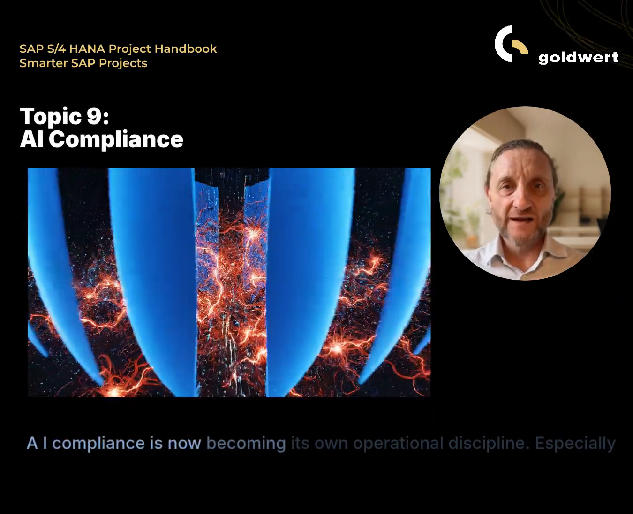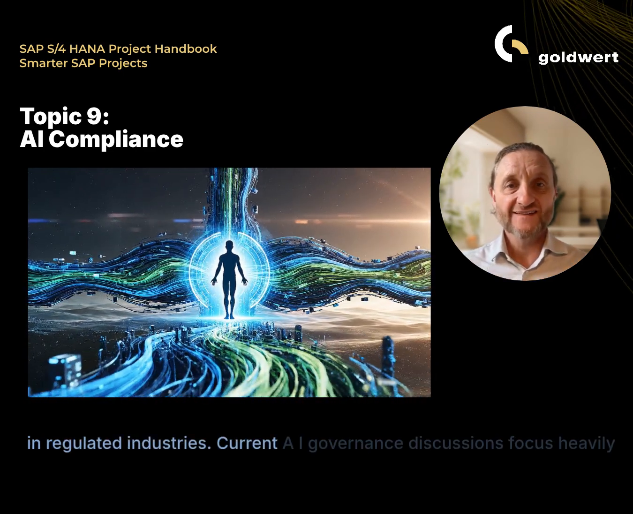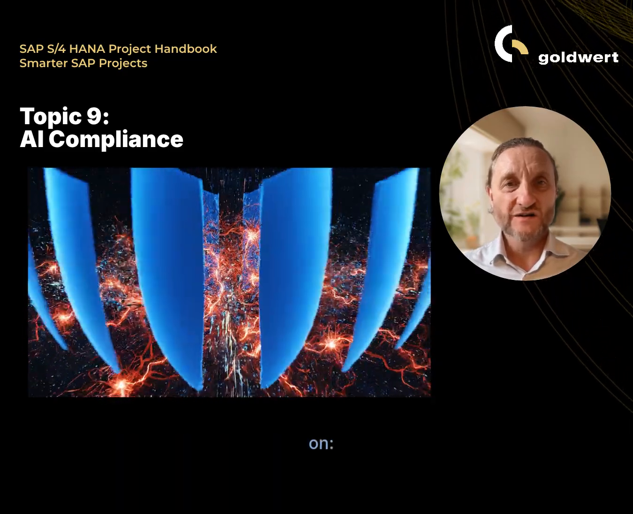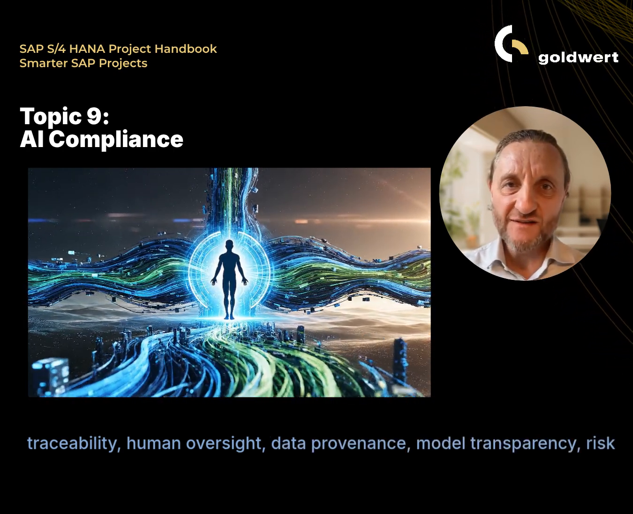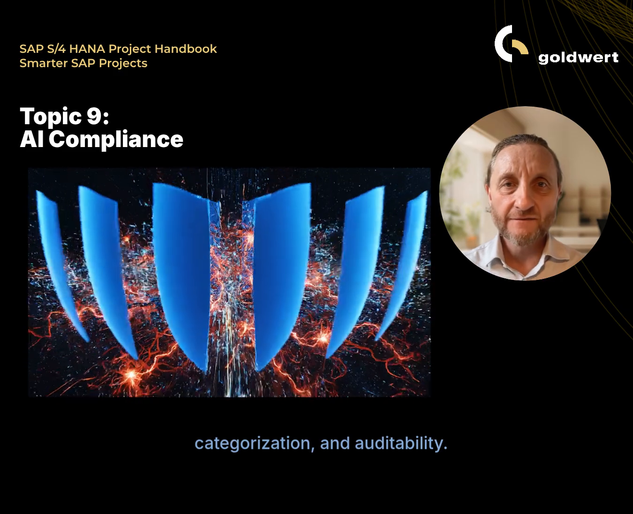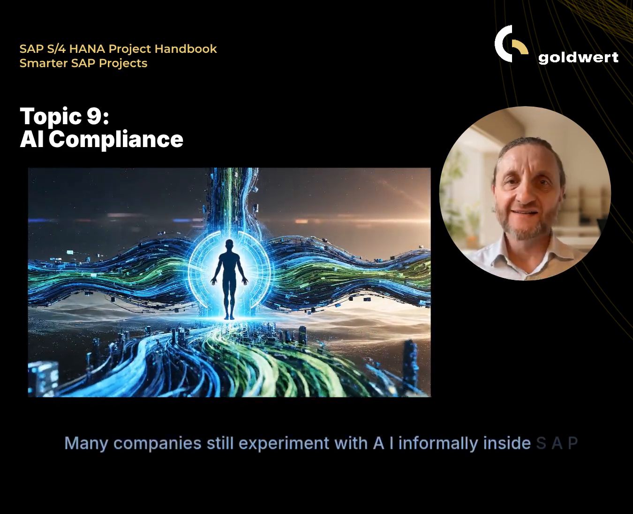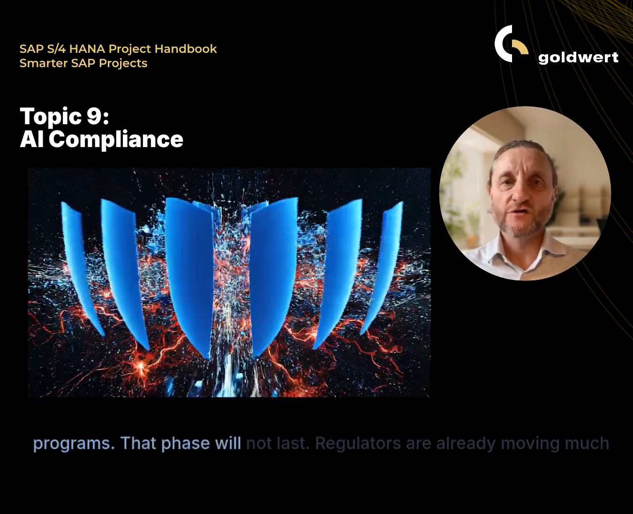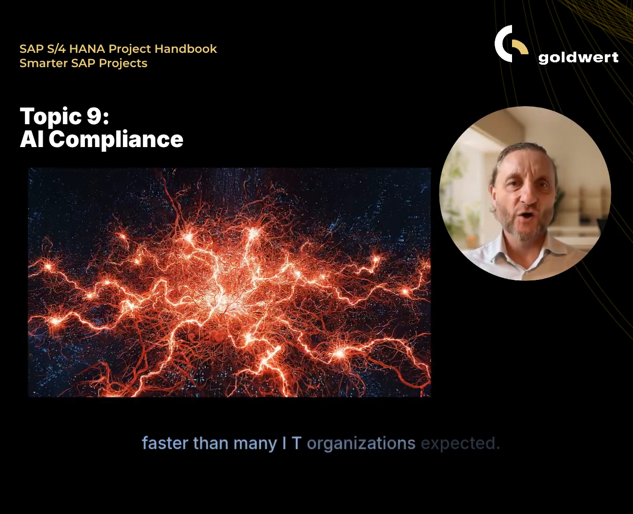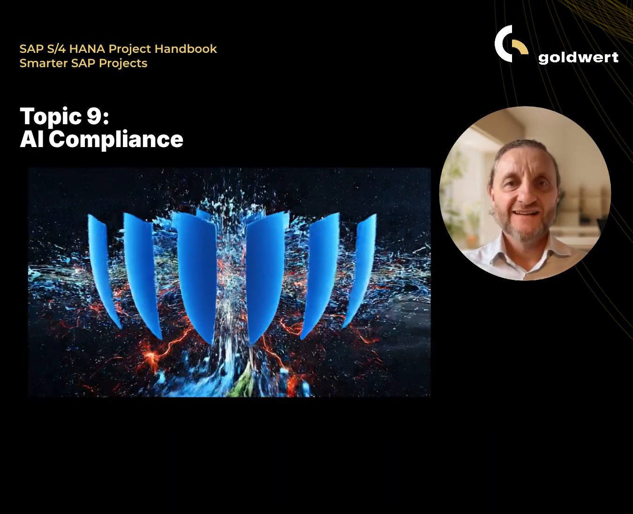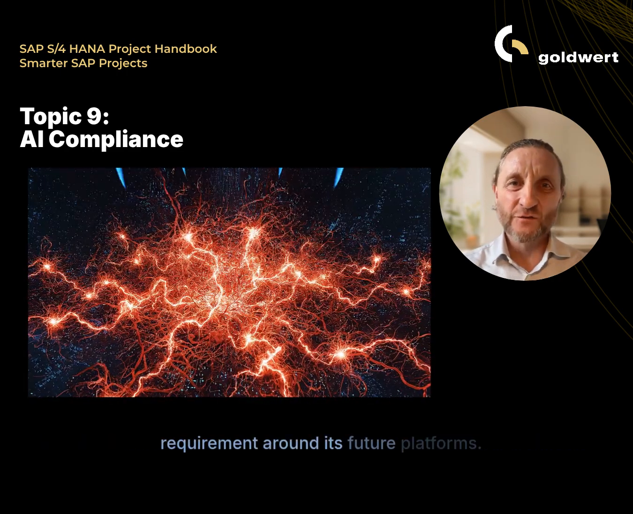AI compliance is now becoming its own operational discipline, especially in regulated industries. Current AI governance discussions focus heavily on traceability, human oversight, data provenance, model transparency, risk categorization, and auditability. Many companies still experiment with AI informally inside SAP programs. That phase will not last. Regulators are already moving much faster than many IT organizations expected. Even SAP itself now positions AI governance as a central architectural requirement around its future platforms.